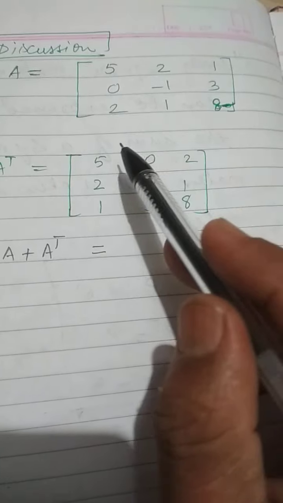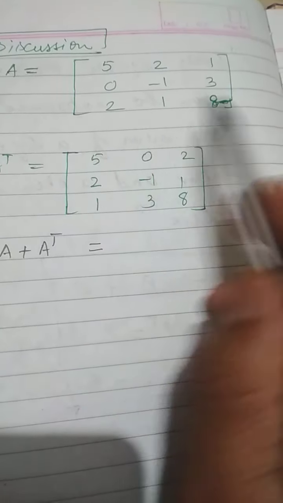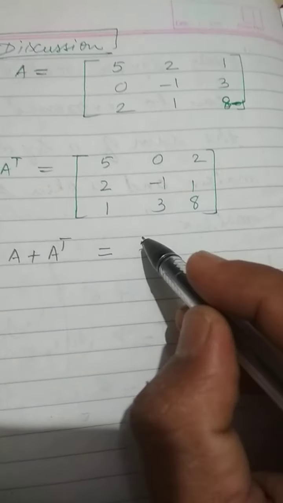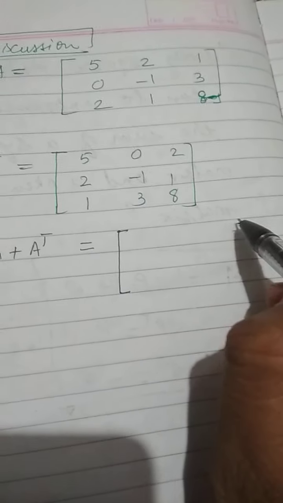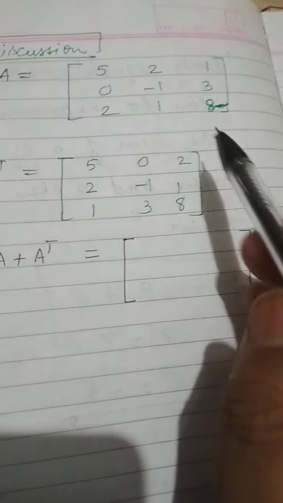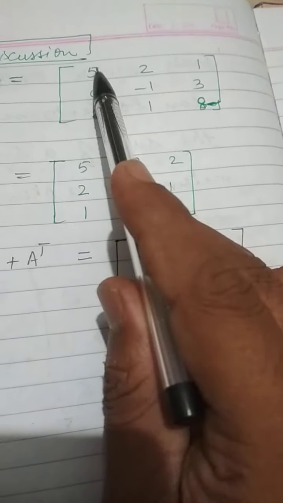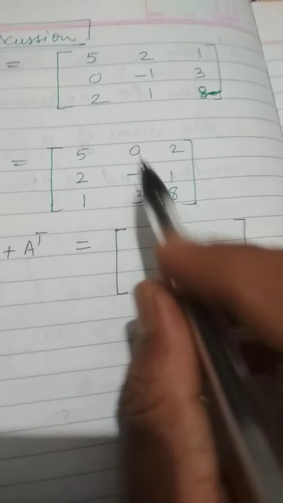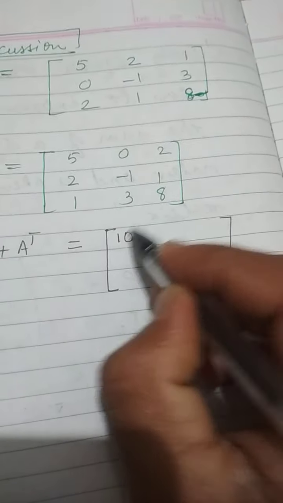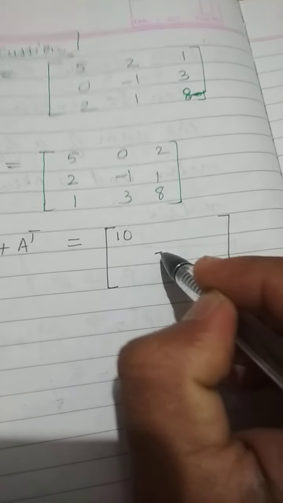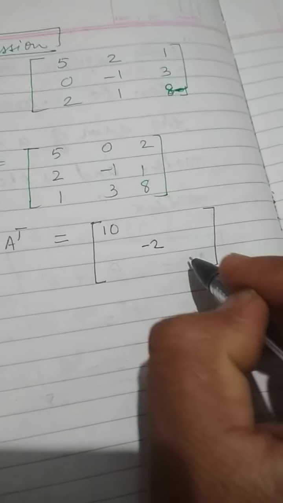interchanging rows and columns. So rows will become columns and columns are going to become rows. Diagonal elements are going to remain the same. So we are just adding all corresponding elements. In this process, definitely diagonal elements are going to be doubled up. So 5 plus 5 will be 10. Minus 1 plus minus 1 will be minus 2. 8 plus 8 will be 16.